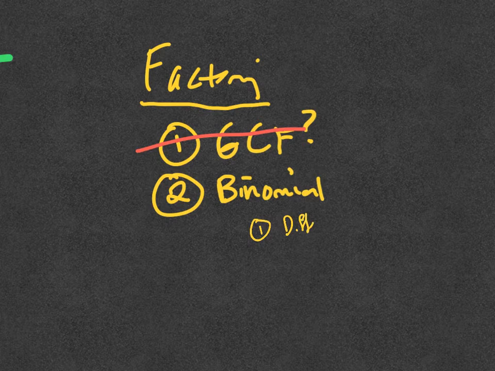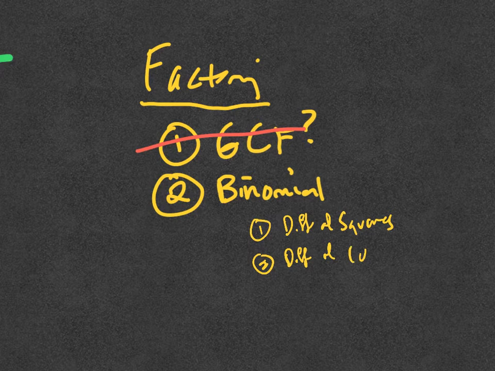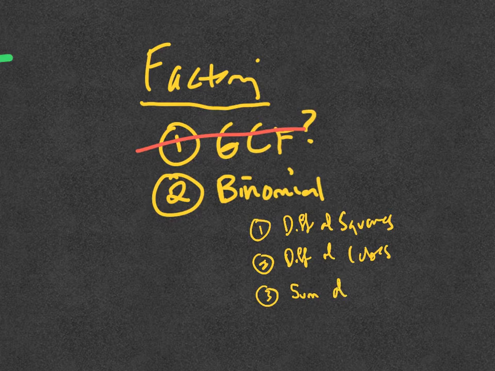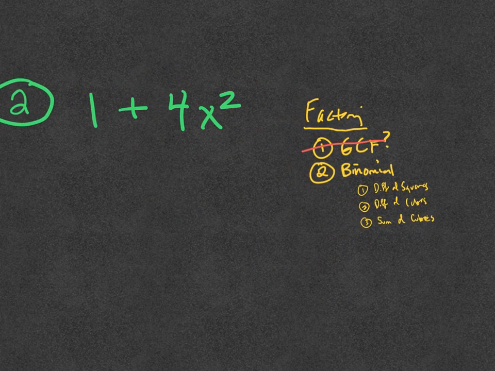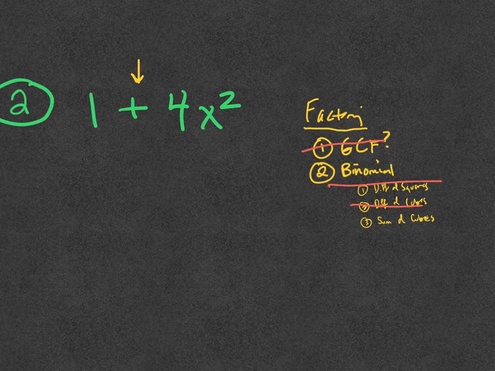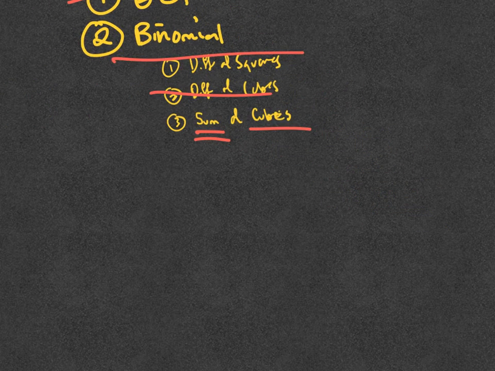So difference of squares, difference of cubes, and then sum of cubes. And so we've got a plus in the middle, so that rules out difference of squares, rules out difference of cubes. So it could be sum of cubes. The sum part is good to go since we've got the plus in the middle. Sum, and then it's just a question of whether or not it's a cube.